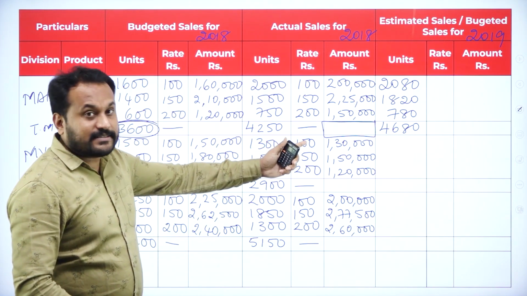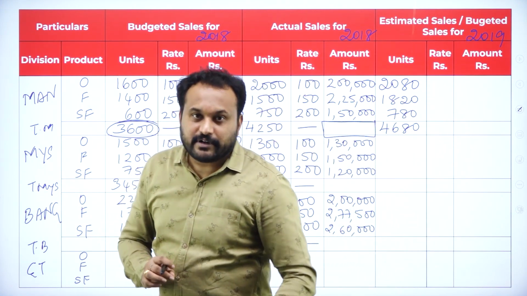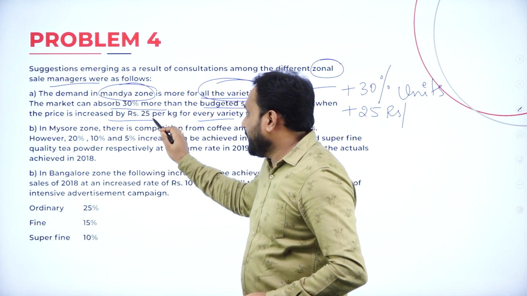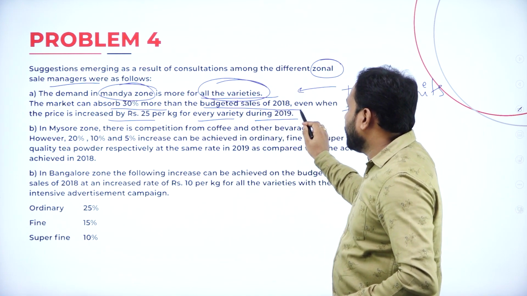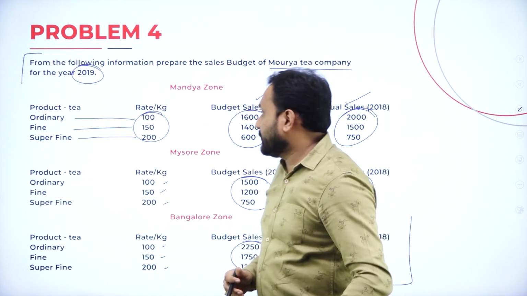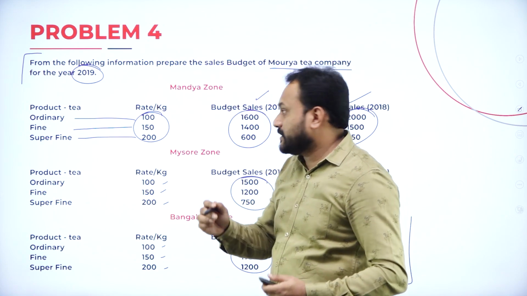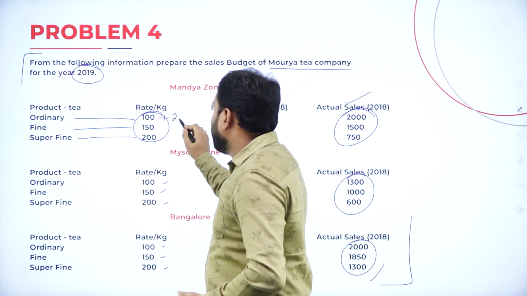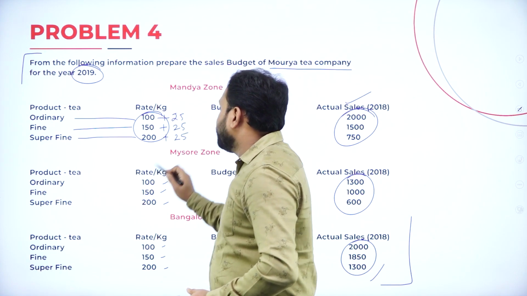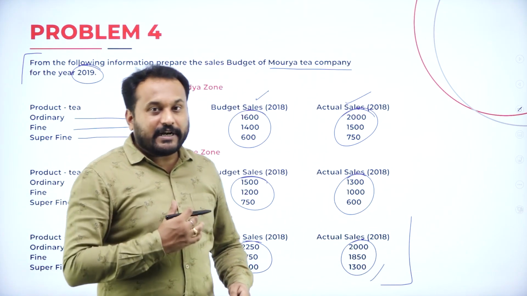So we have these things. Here, the rate column. Understand the question here: even if the price is increased by 25 per kg for every variety during 2019, that means they want to increase it by 25 rupees. So what is the first one here? Here 100, 150, 200 was there. Now it has increased by 25 rupees. That means 100 plus 25, 150 plus 25 and 200 plus 25. That is your new rate in 2019 for Mandia.